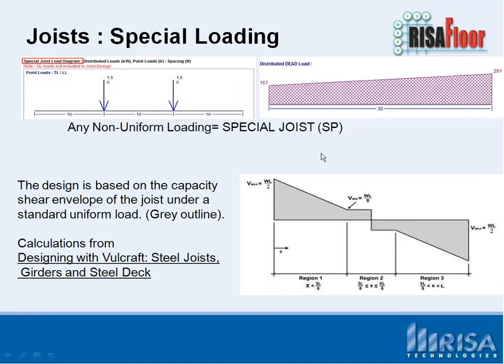So it gives you a note, and what you'll see when you have the output is an SP in parentheses for that. And you'll look on the RISAFloor output, you can see that listed there. But what we do for design, we're still doing that design on that joist, but the design is going to be based on the capacity of the shear envelope of the joist under a standard uniform load. So if you look on the right side here, this is the shear envelope. It shows you in gray outline how this shear envelope actually works out.